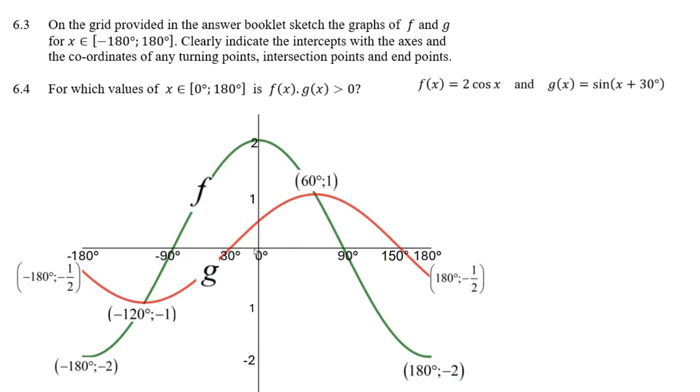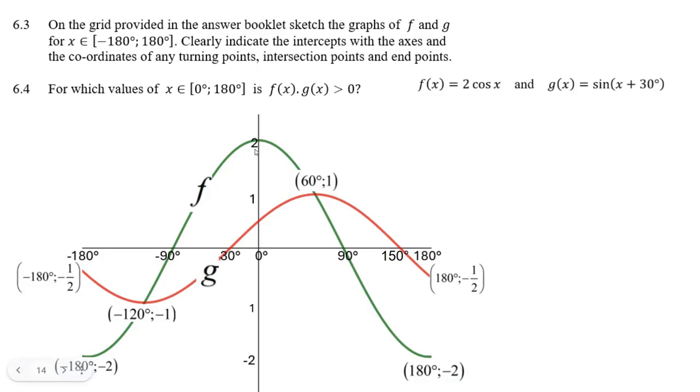The 2 makes it twice as tall. Instead of 0 and 1, you go up to 0 and 2. But it goes through 90 and 0, just like a regular cosine, but it goes down to 180 and minus 2, down to minus 180 and minus 2, and minus 90 and 0, and that's exactly what it looks like.